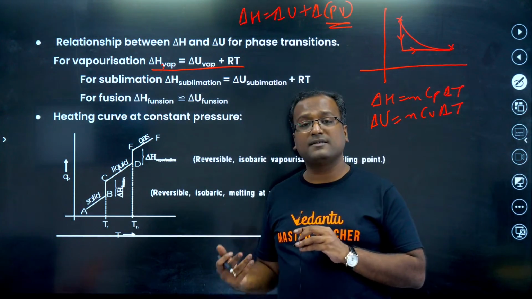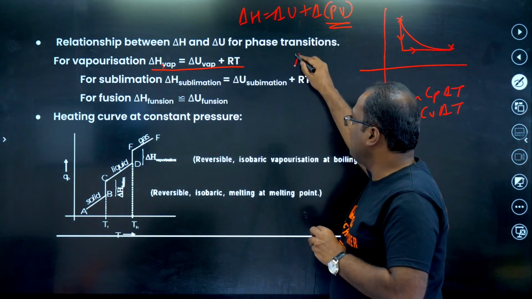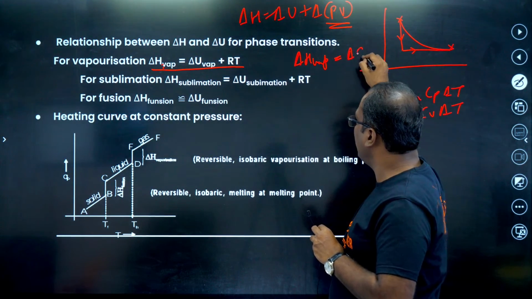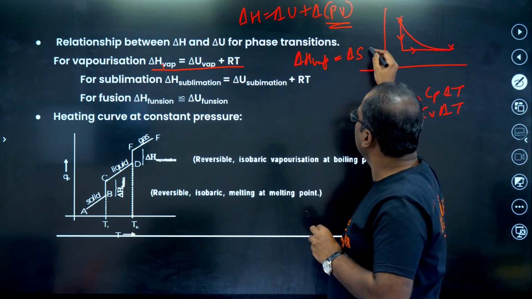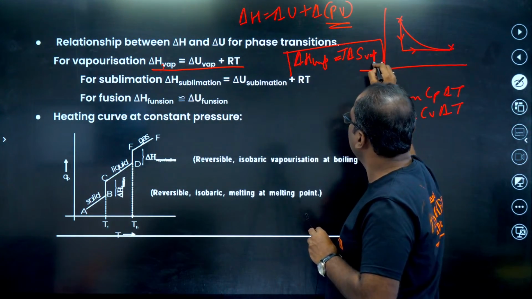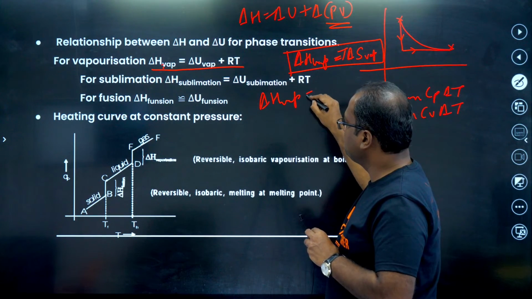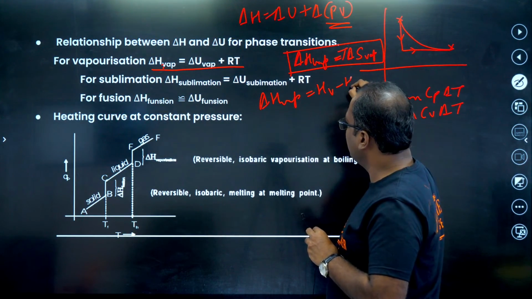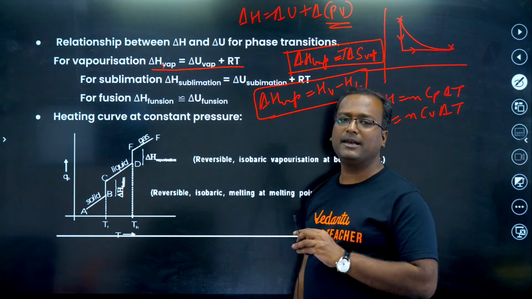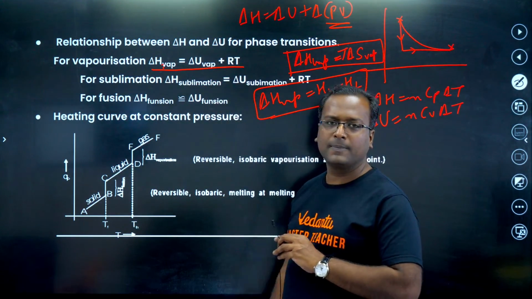The question still remains: how do you find delta H vaporization? Delta H vaporization is found in two ways. One is we can find this by T delta S of vaporization into T. And the other method is delta H vaporization equals H of vapor minus H of liquid. These are the two ways by which we theoretically determine delta H. If you want to relate delta H and delta U, this is the answer.